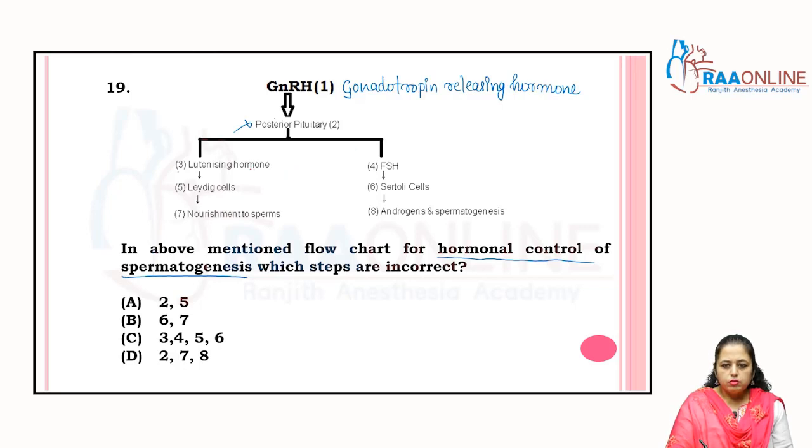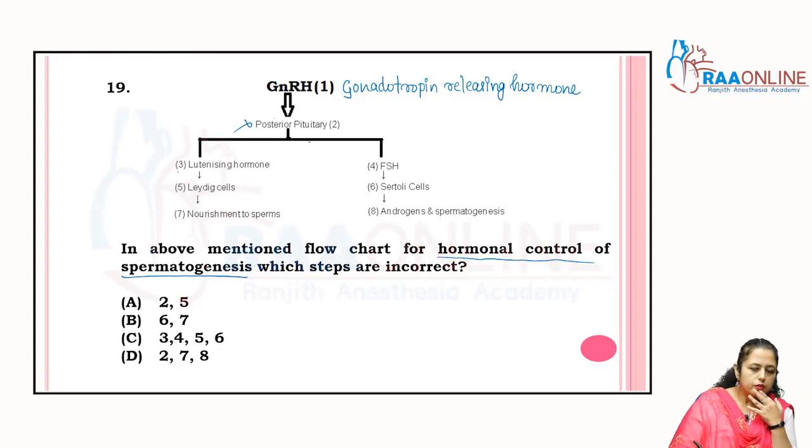Luteinizing hormone, okay. Then FSH stimulates the Sertoli cells, helps in the nourishment, and androgen secretion is the Leydig cells' function, right? So that is also wrong. Luteinizing hormone acts on the Leydig cells, and nourishment of the sperm, no.